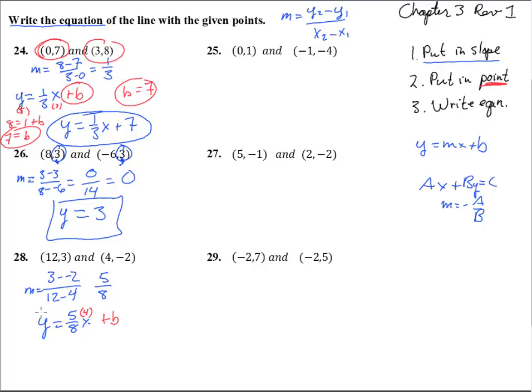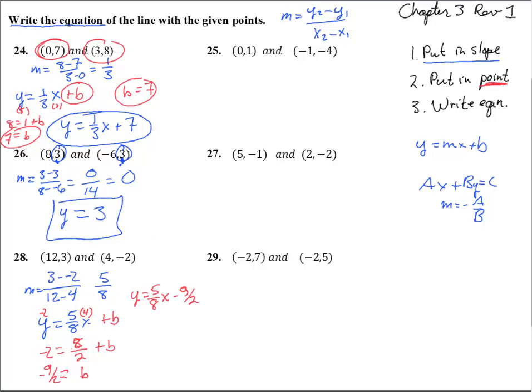Stick a 4 there, and that should give us a negative 2. So negative 2 equals 5/8 times 4. It's going to be 5/2 plus b. So subtract 5/2 from both sides, and you get b equals, let me see, negative 2 minus 5/2, that's negative 9/2. So then you write out the whole equation and you get y equals 5/8 x minus 9/2.